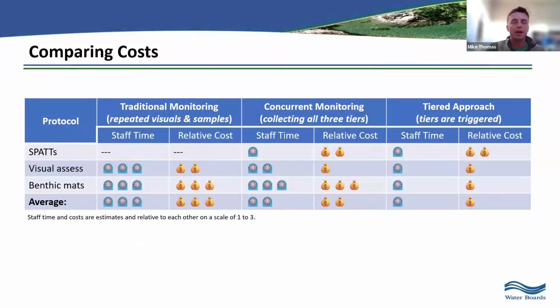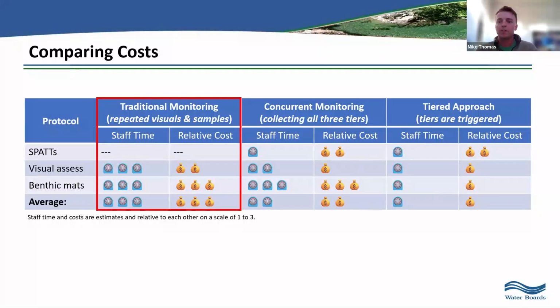Okay, so quickly, just to compare costs, looking at different monitoring approaches. We have traditional monitoring, which is doing repeated visual assessments and collecting your benthic mat samples. We have concurrent monitoring, which is the researchy approach that I just discussed, where you're collecting all 3 tiers. And that's mainly to get a handle on what kind of relationships are in your system. And then you have the tiered approach, which we are recommending, such that tiers are triggered.